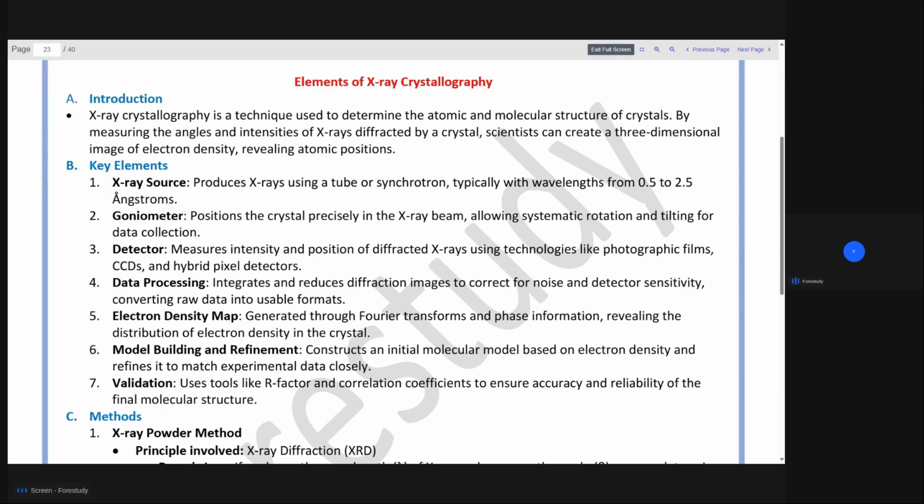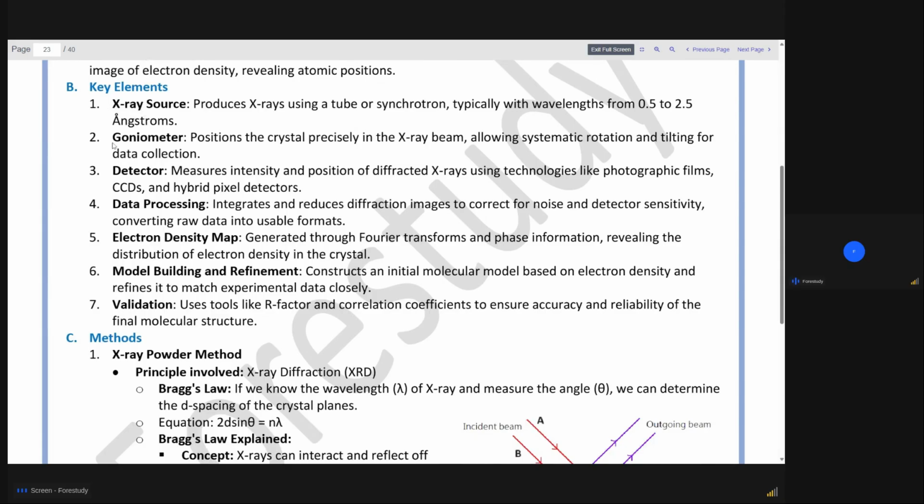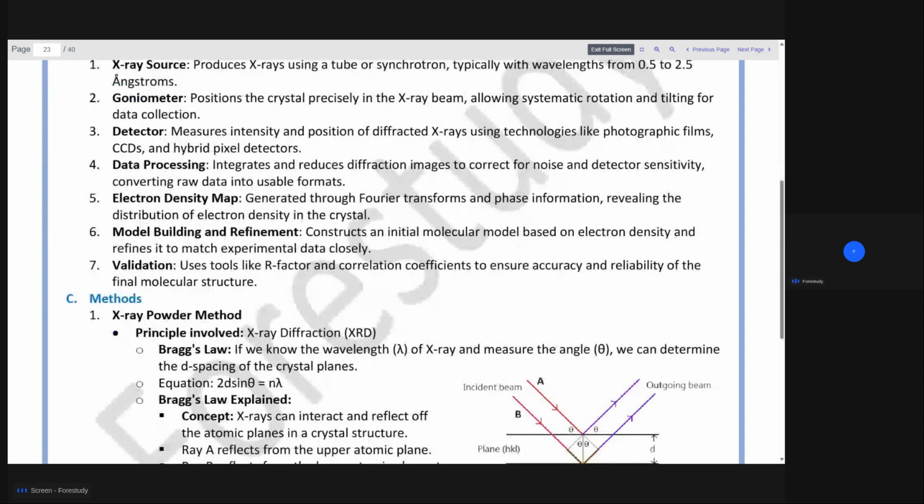Then there is the detector. The detector measures the intensity and positions of diffracted X-rays using technologies like photographic films, CCDs, and hybrid pixel detectors. So we have a source, we have a stage, the goniometer, then we have a detector. Then data processing integrates and reduces diffraction images to correct for noise and detector sensitivity, converting raw data into usable formats. Different types of noise and irrelevant things are removed using data processing.